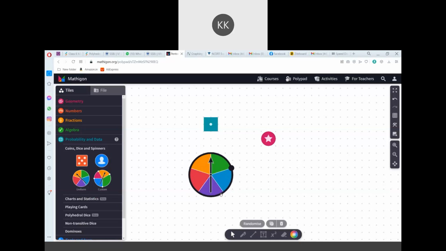Spinner. What is the probability that you will get a red color? There is one chance out of 5. 1, 2, 3, 4, 5. So 1 by 5.